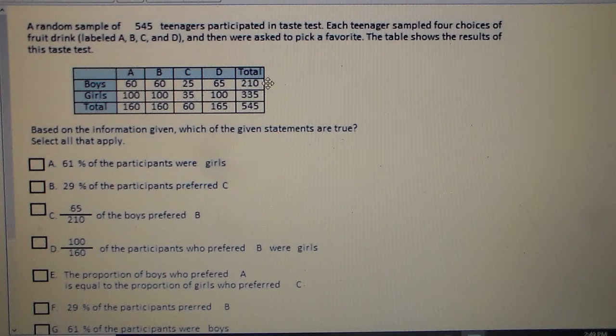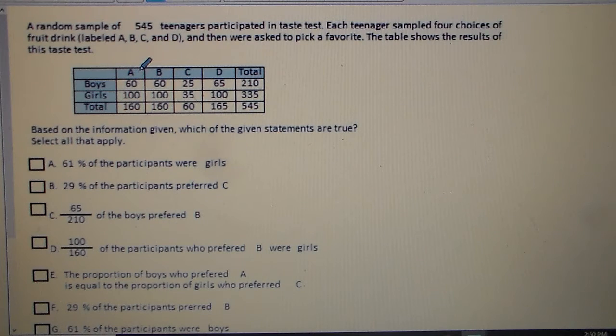The total amount of boys we see is 210. The total amount of girls is 335. And the total amount of people, as stated before in the problem, there's 545 students altogether, of boys and girls. Total is 545.